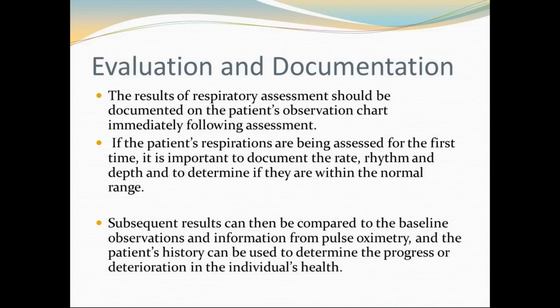Evaluation documentation. So the results should be documented on the observation chart. If you're assessing somebody's respirations for the first time, document the rate, the rhythm and the depth, determine if they're in normal range. So you do that in the patient's records. Any results can be compared with the baseline. Information from oximetry and patient's history can be used to determine the progress and the development or the potential deterioration in that individual's health.